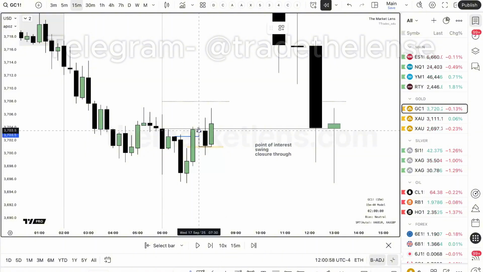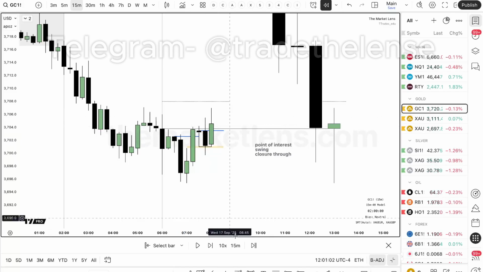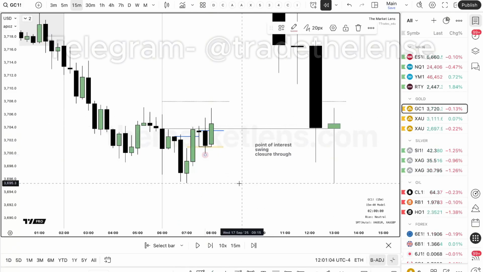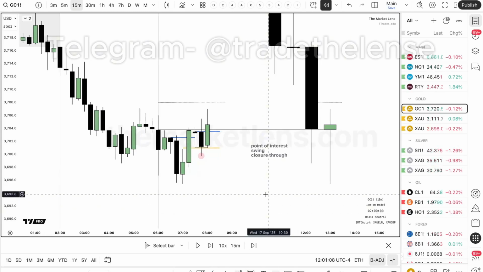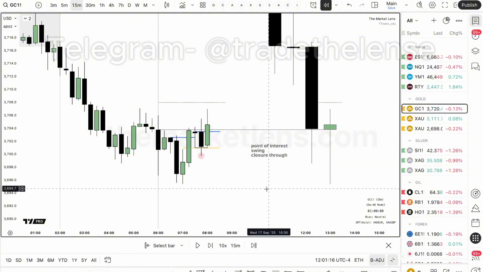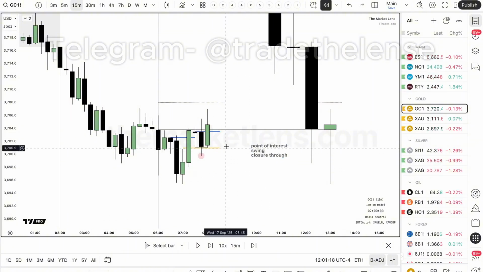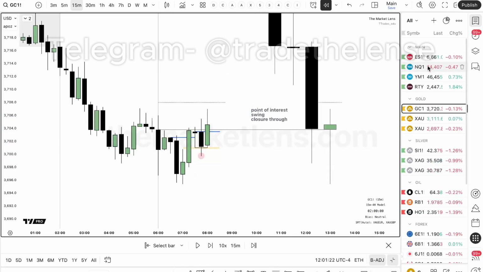Oh, there we have closure through. Now with that closure through, this becomes a valid set of opposing candles, and I expect this low to hold. Then it can trade higher. So it's the same thing repeated all the time. That's it. It doesn't matter the time frame, the asset, anything, it's all the same. Point of interest, a swing forms, closure through. That's what I talk about in the entry sequence.